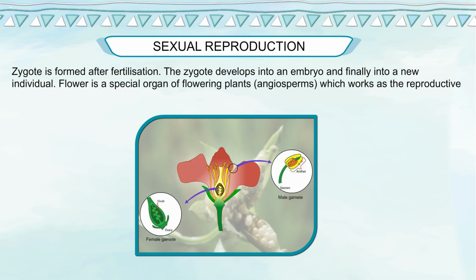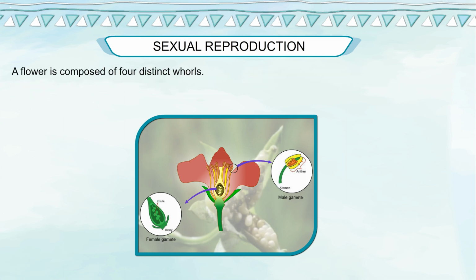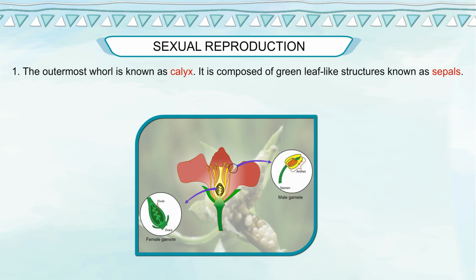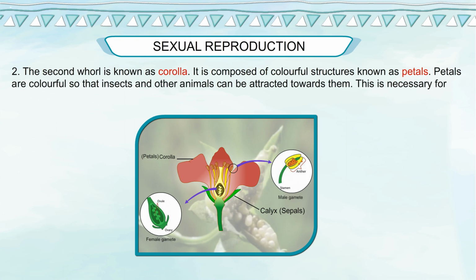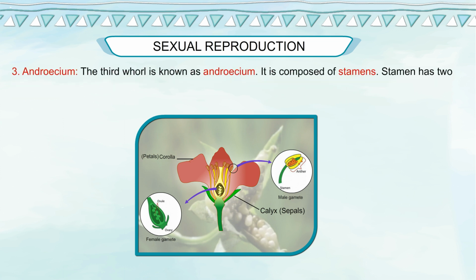Flower is a special organ of flowering plants, angiosperms, which works as the reproductive system. A flower is composed of 4 distinct whorls. The outermost whorl is known as calyx. It is composed of green leaf-like structures known as sepals. The second whorl is known as corolla. It is composed of colorful structures known as petals. Petals are colorful so that insects and other animals can be attracted towards them. This is necessary for pollination.